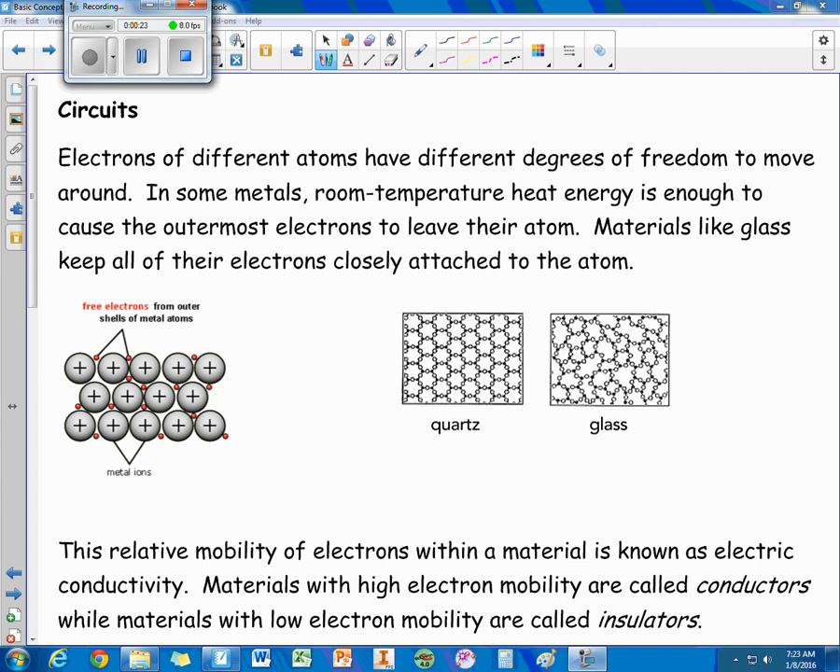Electrons, it turns out, when we have different atoms, have different degrees of freedom. So in metals, for example, room temperature heat energy is enough to cause the electrons to leave their atoms and move around. So we call these free electrons when it comes to metals. These electrons are moving from atom to atom to atom, and they are very, very free. Other materials, such as glass, however, are going to keep all of their electrons closely attached to their atom.